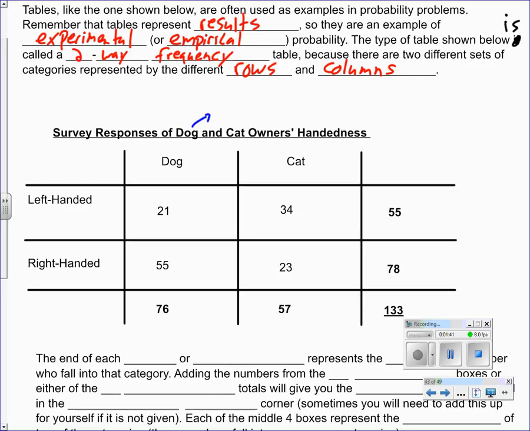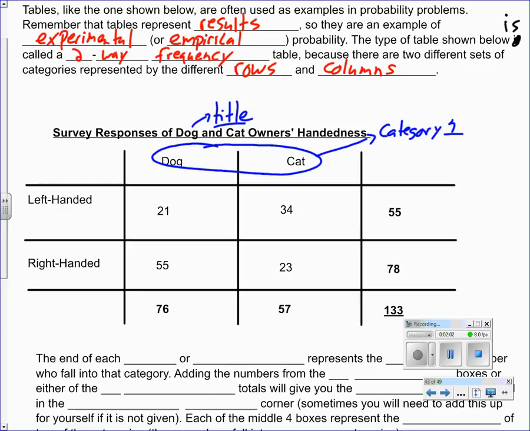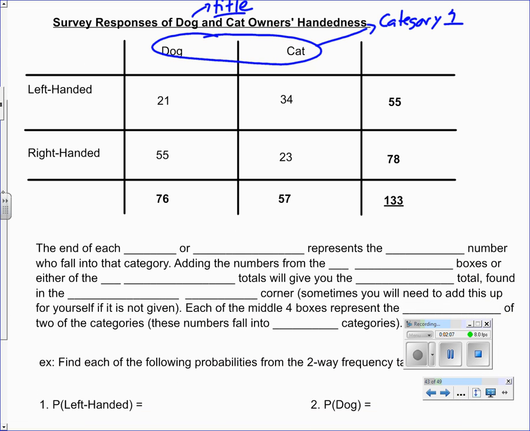So first thing is tables usually will have a title or something introducing you to what the table is. And it's a two-way table, so there's always two different sets of categories that divide the data. So dog versus cat owners, that's going to be our first category. And everybody falls into one or the other of those categories. And we have the same thing with our rows. Left-handed versus right-handed is our second category.